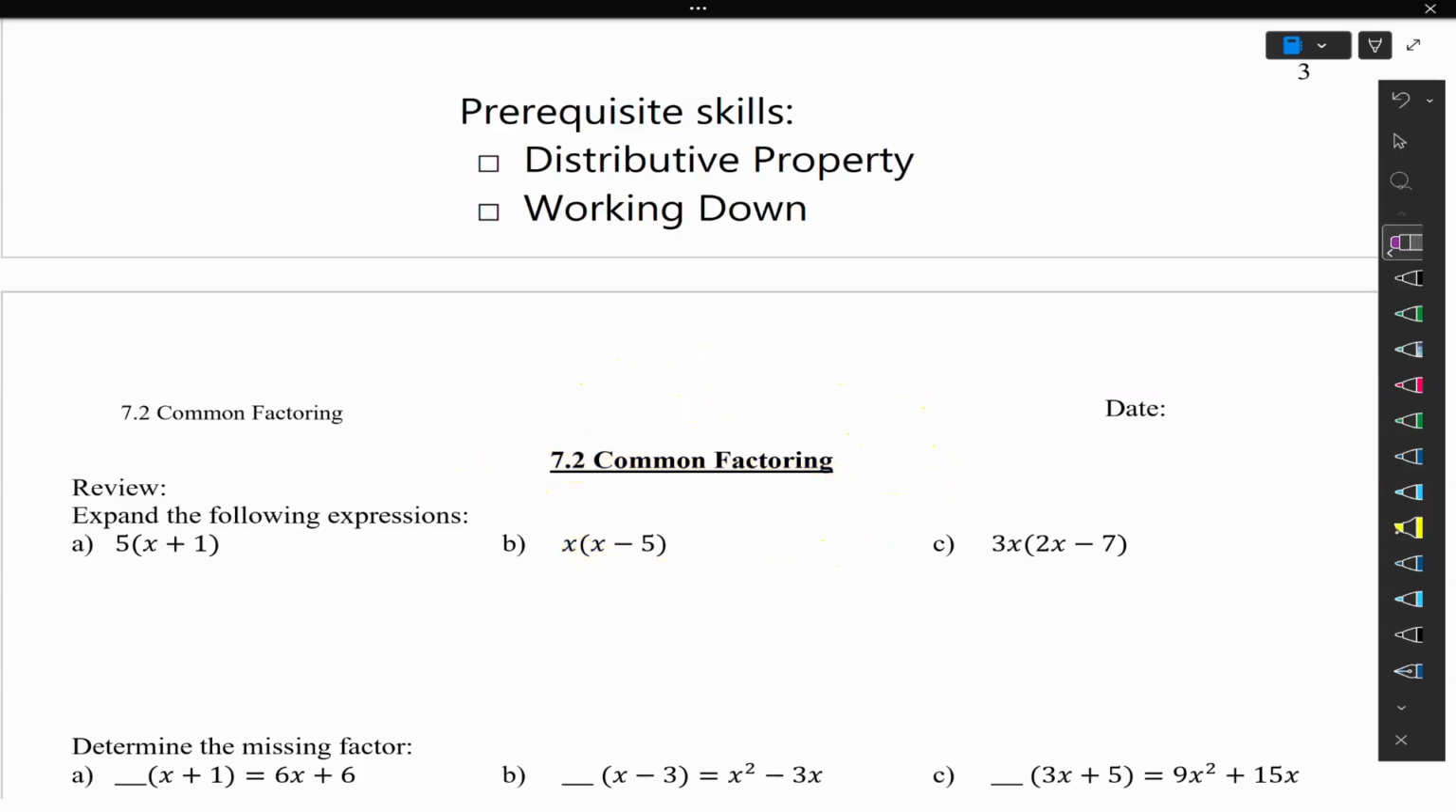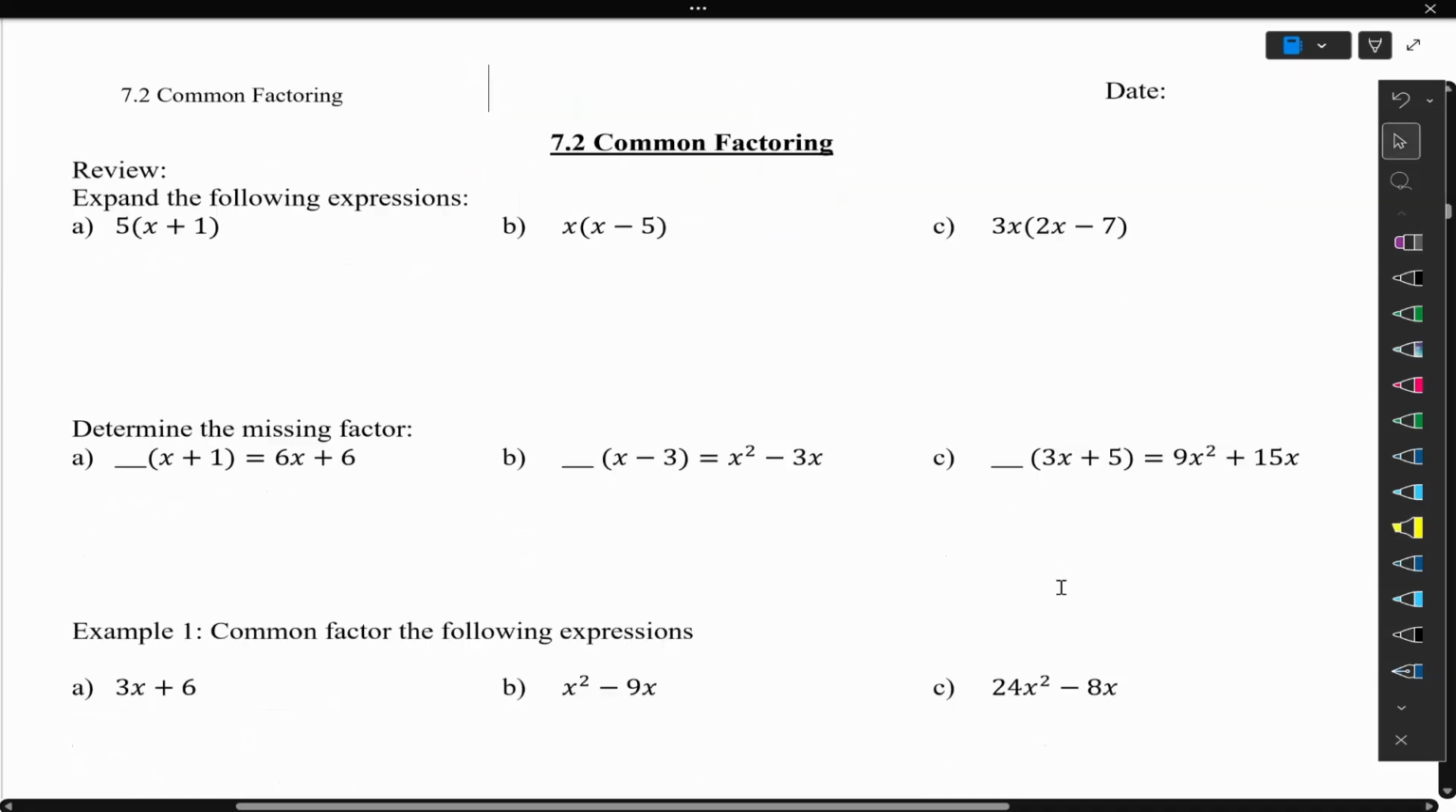The prerequisite skills we're going to rely on: you need to make sure you're comfortable with the distributive property, which we covered in section 6.2 of this course, and you need to make sure you're comfortable working down as we're working with our expressions quickly.